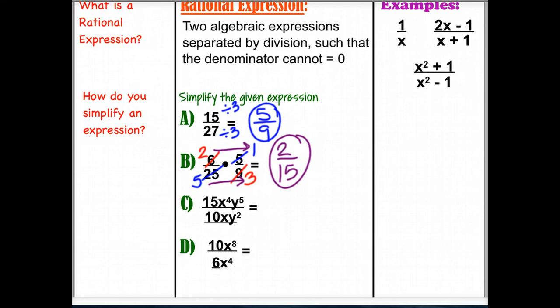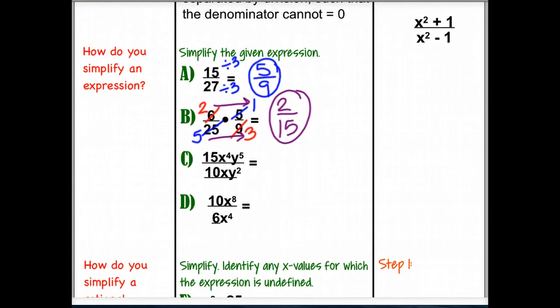Then we look here at having 15x to the 4th y to the 5th over 10xy squared. I see that 15 and 10 are both divisible by 5, giving me 3 and 2. I have 4 x's here and I have 1 x here, which means I can cancel the 1 x and I'm left with x to the 3rd. And then I have 5 y's and 2 y's, so I can cancel 2 of them, and that leaves me with y to the 3rd. And then I multiply it out. I have 3x cubed y cubed on top, and on the bottom I have 2.